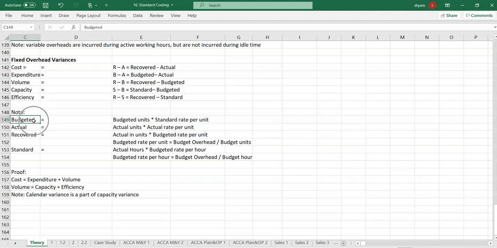So how do we find the budgeted number? Budgeted number is very simple. Multiply budgeted units into standard rate per unit, and you will get the answer. Actual is actual units into actual rate per unit. Recovered, I think we can have a different formula. What you have here is quite complex, so we'll have a simpler formula. We don't want to complicate things.